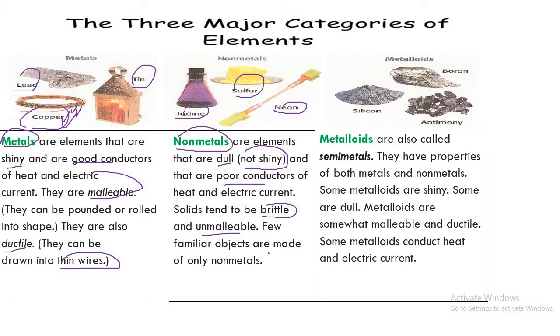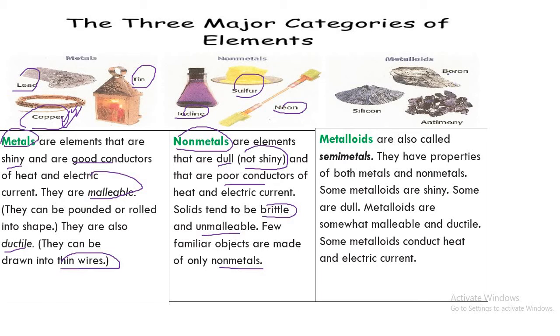Few familiar objects are made of only non-metals. So non-metals are elements that are not shiny, or dull, and poor conductors of heat and electricity. Brittle, which means they can break easily, and unmalleable.